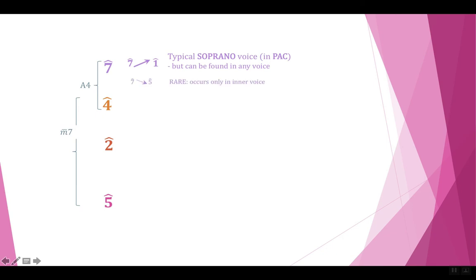Okay. Sometimes, and this is pretty much in classical music and maybe Baroque, scale degree 7, if it's in an inner voice, could go down to scale degree 5. You're allowed to do it, but sort of ignore it for now. That's only if it's in an inner voice. Focus on resolving your leading tone upward, no matter what voice it's in.